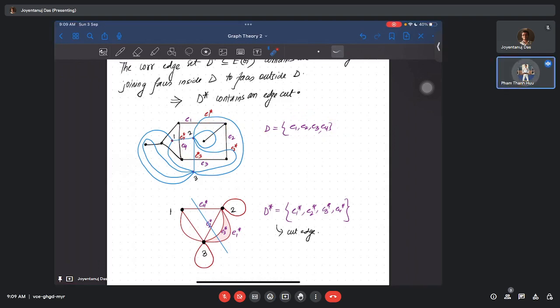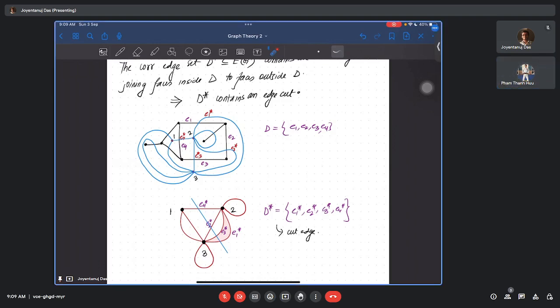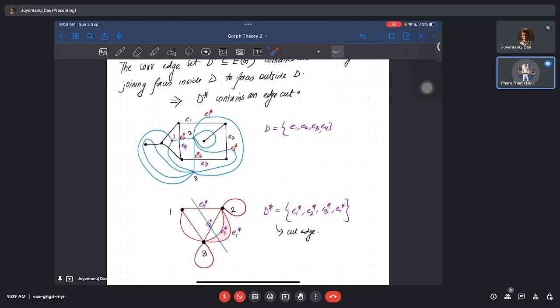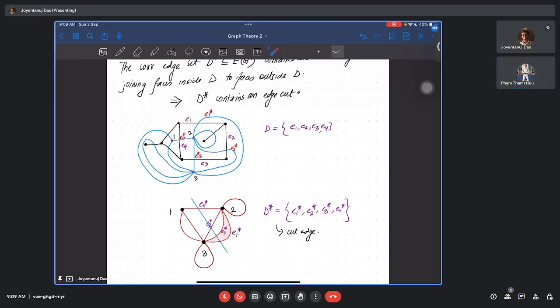But we have two cycles here, and any cycle we can take. If I take the triangle, then 3 edges will be sufficient. So the minimum will depend upon the size of the cycle. For example, if we consider this triangle, the corresponding edges will be these 3 edges. If I delete these 3 edges also, the graph becomes disconnected.